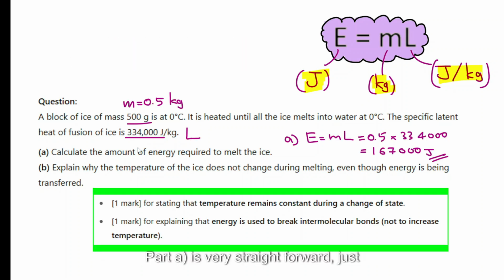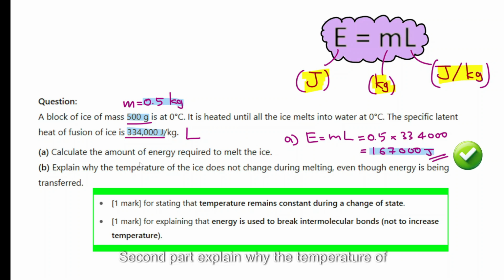Part A is very straightforward, just direct substitution. E is equal to ml. Mass is 0.5 kilograms. It's really important that you convert grams to kilograms. And L is given, and the answer is 167,000 joules.